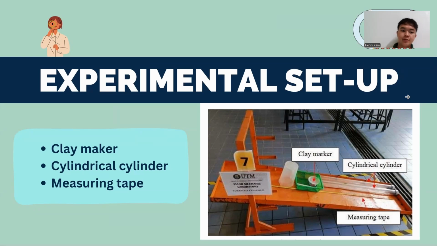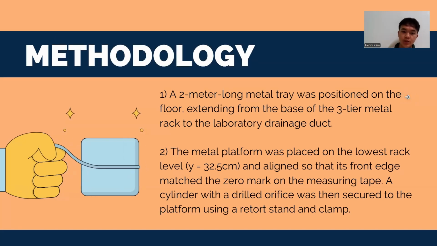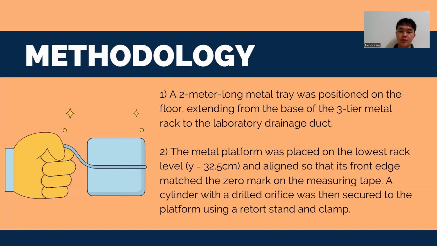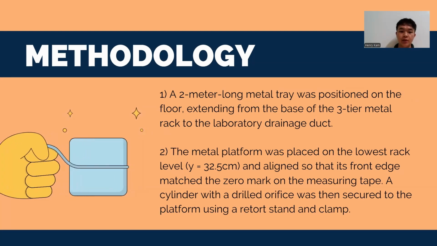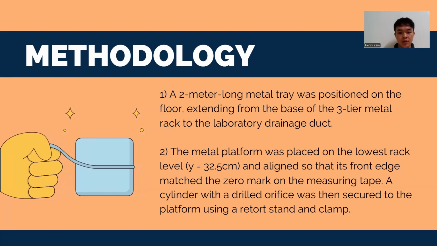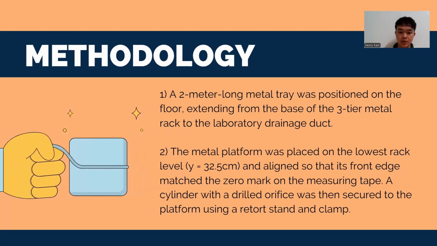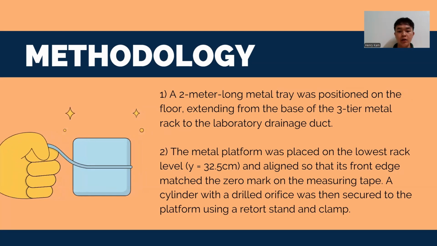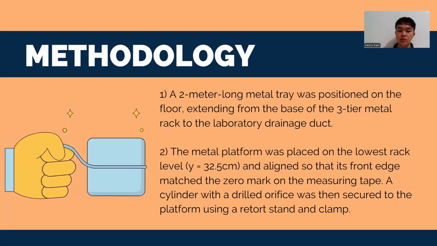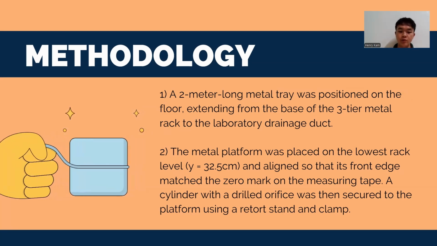Experimental setup. The experiment setup will consist of a clay marker, cylindrical container, and measuring tape, and the setup will be as shown on the slide. Next will be the methodology. A 2-meter long metal tray was positioned on the floor, extending from the base of the 3-tier metal rack to the laboratory drainage duct. The platform was placed on the lowest rack level, which is 32.5 centimeter height, and aligned so that its front edge matched the 0 mark on the measuring tape. A cylinder with a drilled orifice was then secured to the platform using a retort stand and clamp.